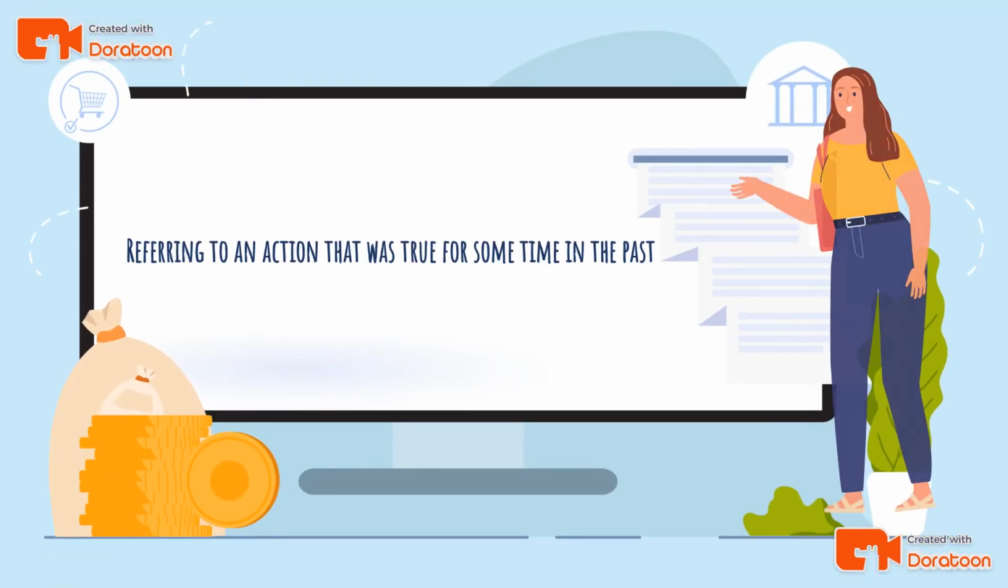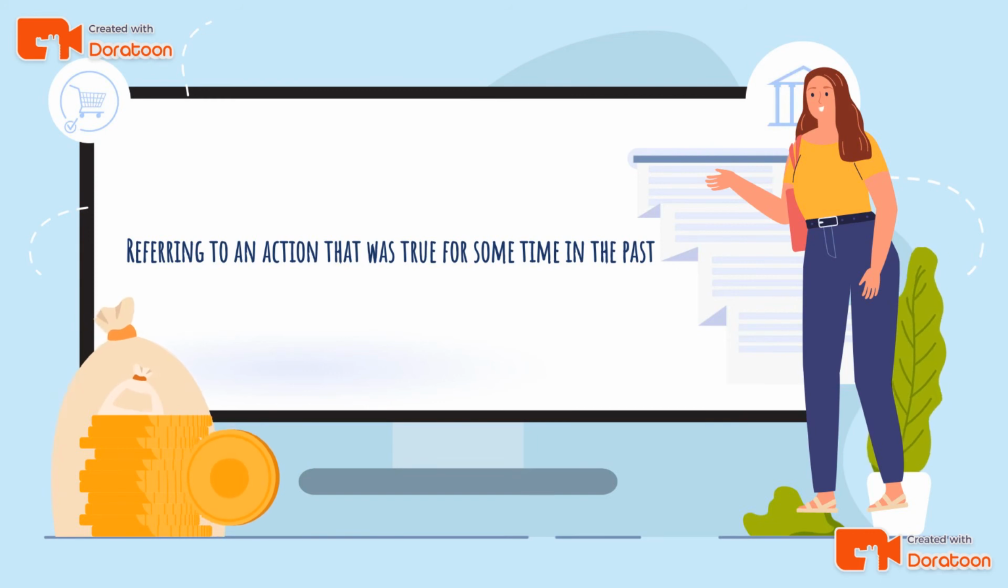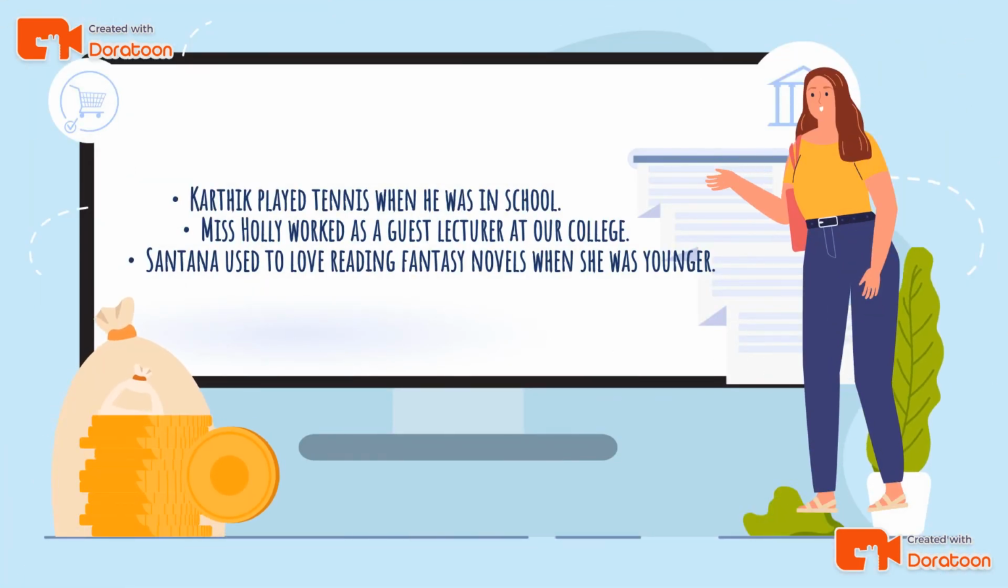Second, referring to an action that was true for some time in the past. Karthik played tennis when he was in school. Miss Holly worked as a guest lecturer at our college. Santana used to love reading fantasy novels when she was younger.